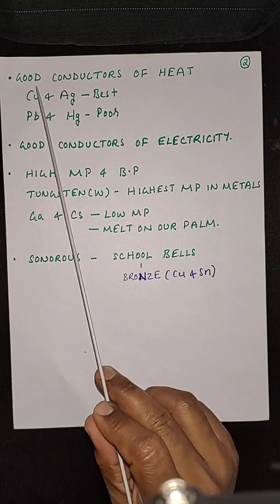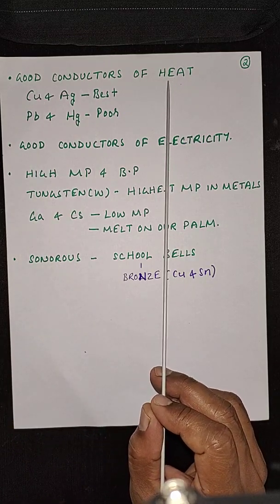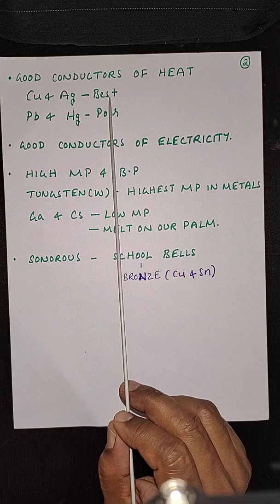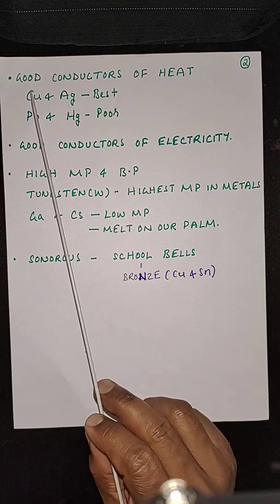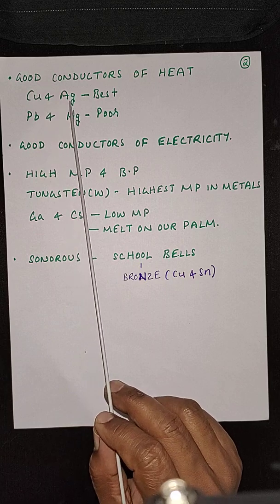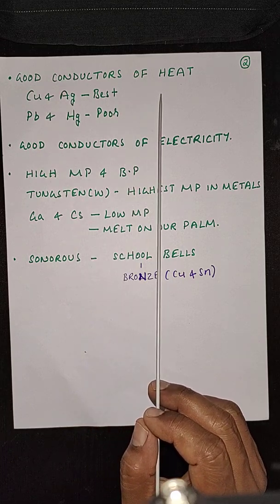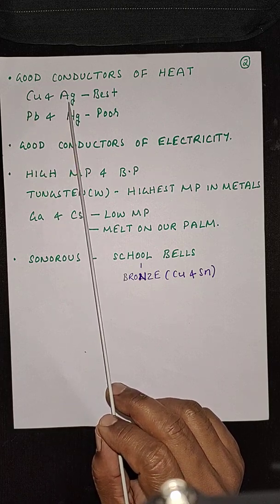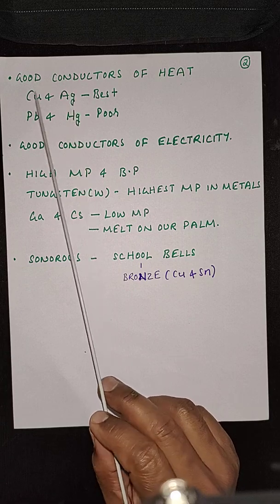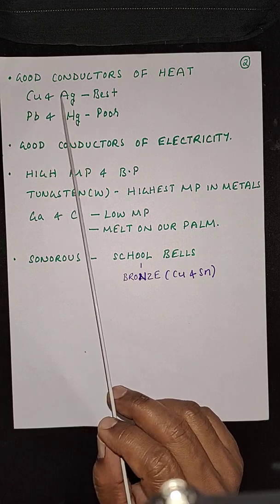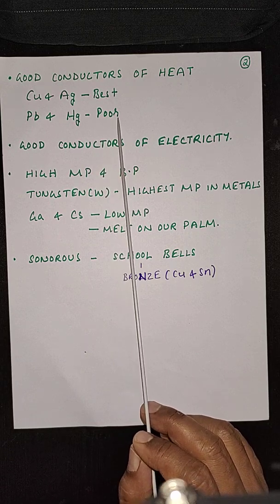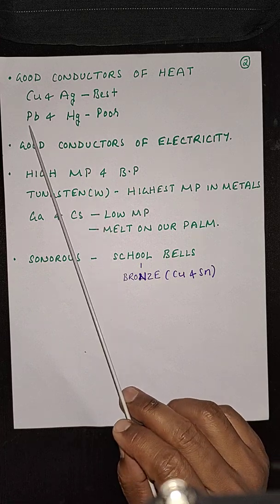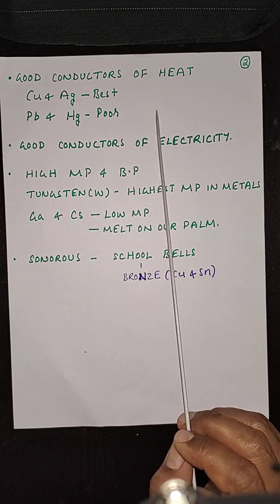Do you know metals are also good conductors of heat? Good conductors of heat means they allow the heat to transfer through them. The best conductors of heat in metals are copper and silver. That's why most of the cooking utensils are made up of copper and silver. But nowadays, as silver is expensive, it is not being used. We get many copper bottom vessels. Then, the poor conductors of heat in metals are lead and mercury. Lead and mercury are poor conductors of heat.